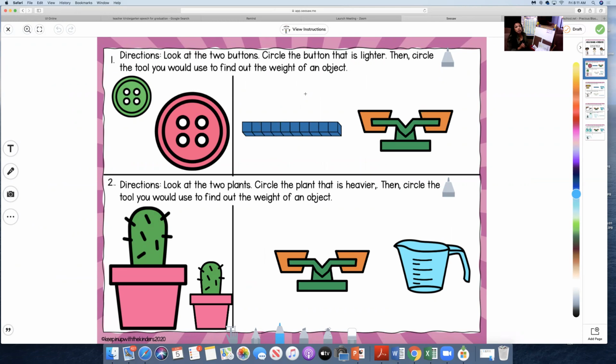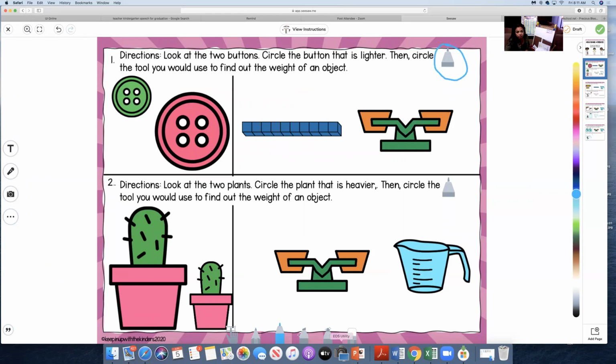It says directions. Look at the 2 buttons. Circle the button that is lighter, then circle the tool you would use to find out the weight of an object. Remember, we've talked about vocabulary for math, and I wanted you guys to use heavier or lighter, okay? So which one do you think is lighter? Good. Okay, so we're going to circle that button because you think it's lighter, and it tells me to use the pen that looks like this.